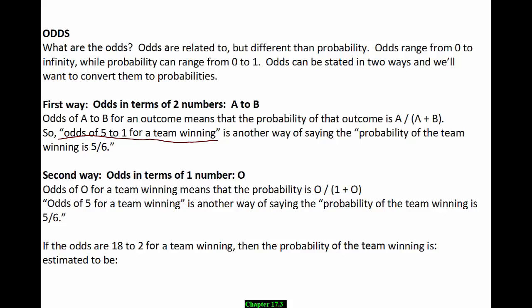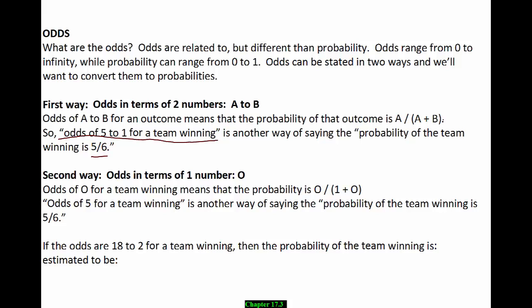Think about it. If the odds are 5 to 1 for a team winning, that means they win 5 for every 1 that they lose. That means they win 5 out of every 6 games. So that's how we get this 5 out of 6. Or you can use the formula: A is 5 and B is 1, so 5 over 5 plus 1 is 5 over 6. Lots of times odds are reported in this first way, in terms of two numbers, in sports.